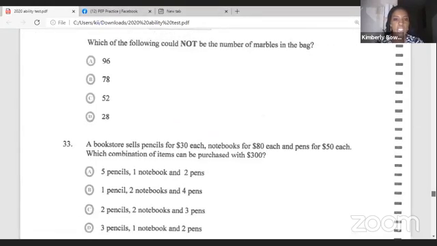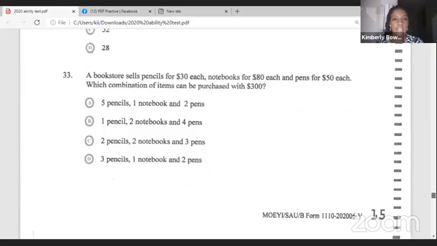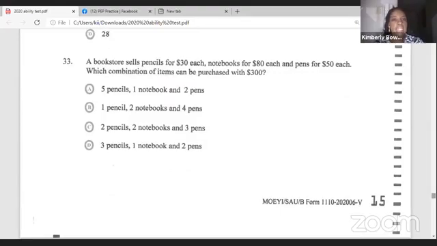A bookstore sells pencils for $30 each, notebooks for $80 each, and pens for $50 each. Which combination of items can be purchased with $300? 5 pencils are 5 times 30, $150. 1 notebook for 80, $150 and 80, $230. 2 pens, $230 plus 100, $330. That cannot be purchased with $300. 1 pencil, $30. 2 notebooks, 160. 160 plus 30, 190. 190 plus 4 pens, 4 multiplied by 50, 200, 390. That's not correct. So A and B cannot be purchased with the $300.